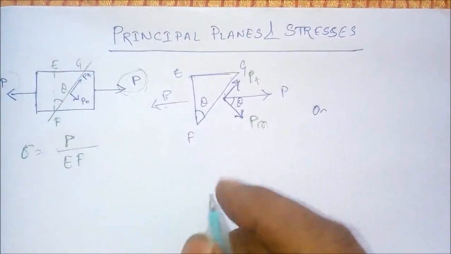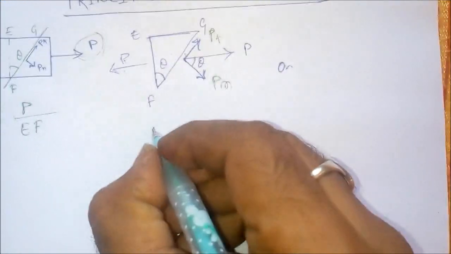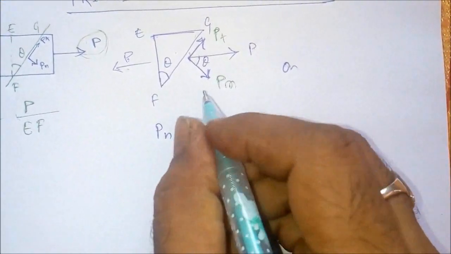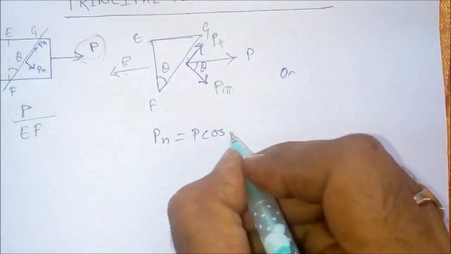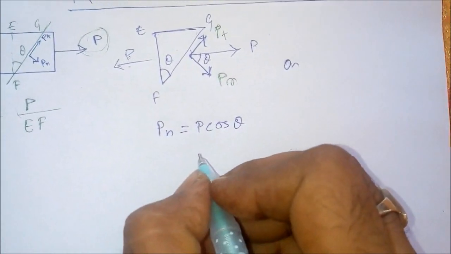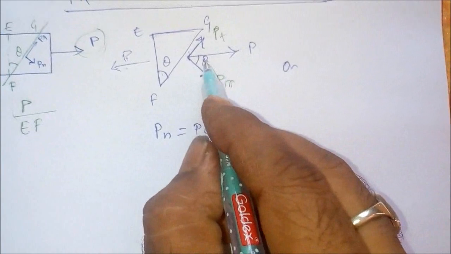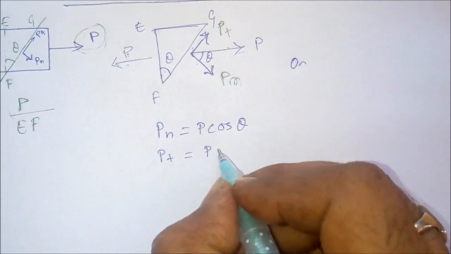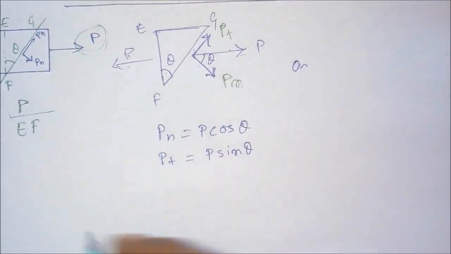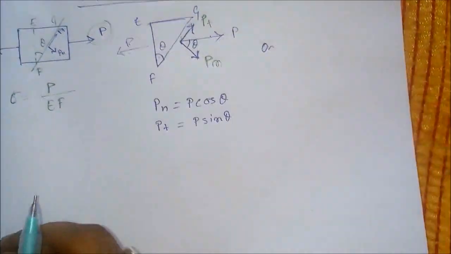The value of Pn will be equal to P cos theta. Why so? Because if this angle is theta, this angle will be theta. So if this is the P force, this component will be P cos theta, and the Pt value will be equal to P sin theta, right? Okay.